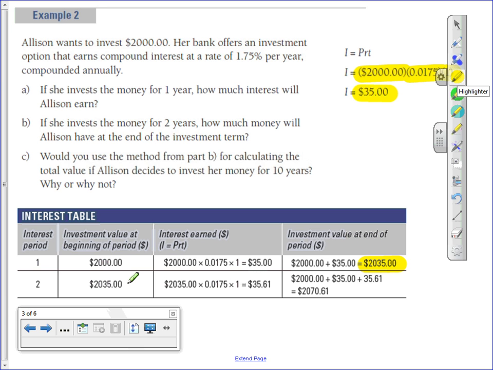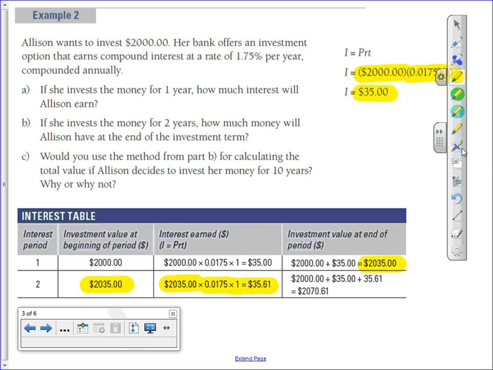So when we go to calculate our interest in the second year, we're not going to calculate it only on the $2,000, but on the $2,035. So when we calculate it, our principal is now $2,035. Interest rate's the same, still for 1 more year. And we get more interest because we had a higher principal, and it keeps on building and building and building.